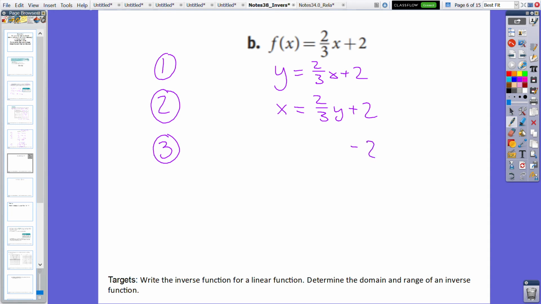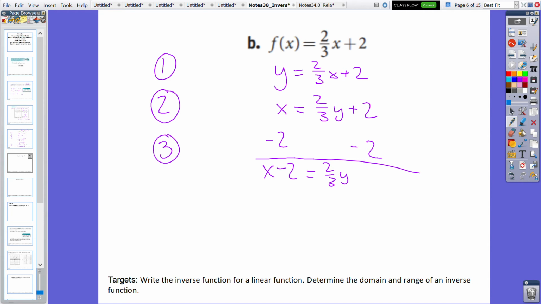So we start by subtracting 2 from both sides of the equation. That gives me x minus 2 is equal to 2/3 y. Now here's a neat little trick that we probably have not seen yet. When we have to undo a fraction to get y by itself, notice that the fraction is 2/3 here.